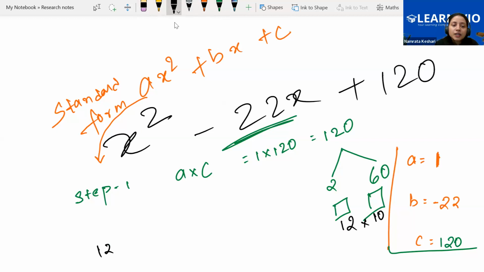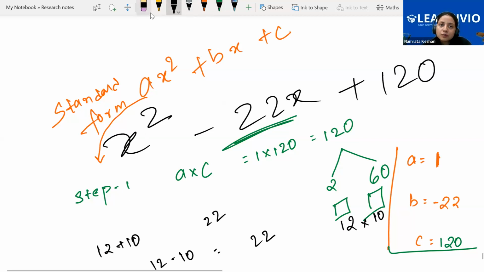12 को 10 से add करेंगे. Is it making the middle term 22? Yes, ma'am. The addition one, we can see, is creating the middle term. Yes or no? Yes, ma'am. We got to know 12 and 10 are such numbers which, multiplied together, generate 120 and, added together, generate our middle term.